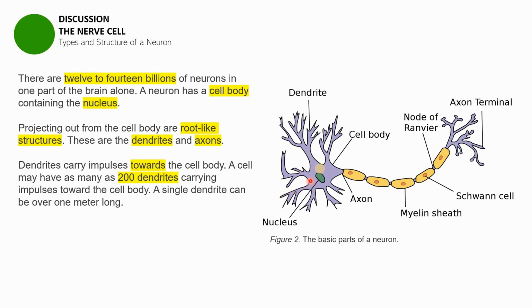A cell may have around 200 dendrites. Sobrang dami nila. Right? Carrying impulses, lahat papunta sa cell body. Ang isang dendrite naman can actually be over a meter long. May dendrites tayo na sobrang microscopic, napakaikli ng mga root-like structures. Pero may mga dendrites din tayo na sobrang haba, na umaabot talaga ng over 1 meter long or halos kalahati ng mga bodies natin.